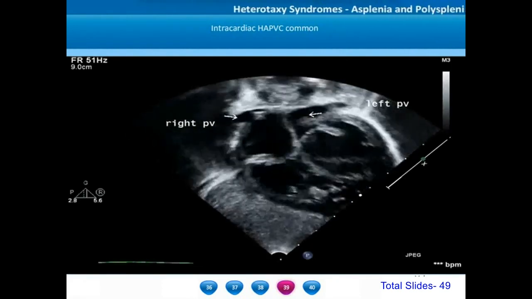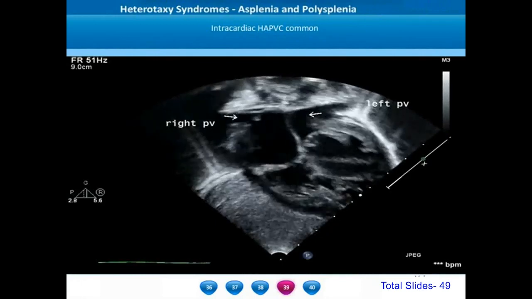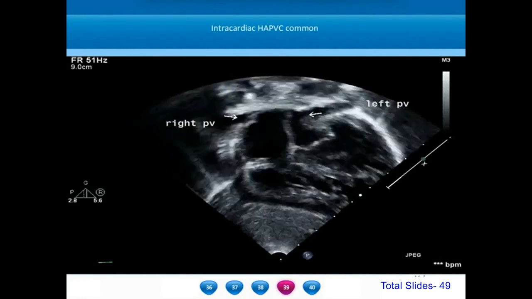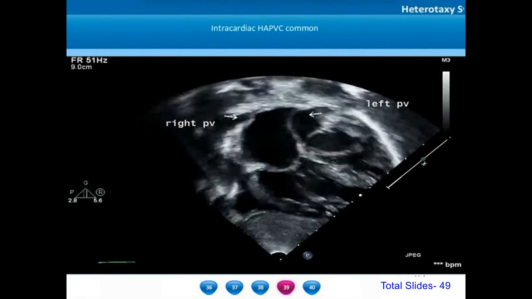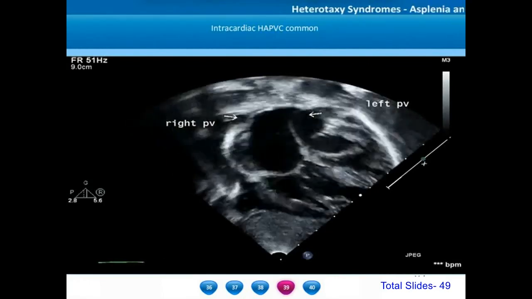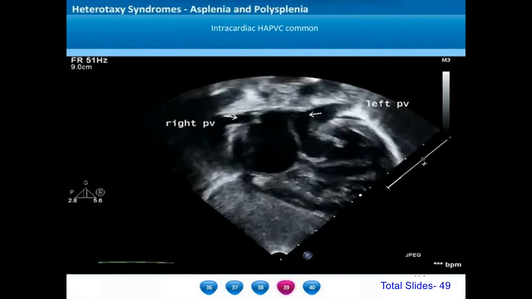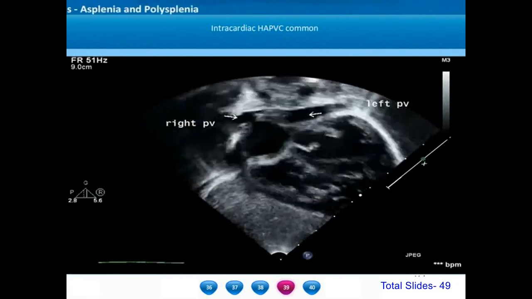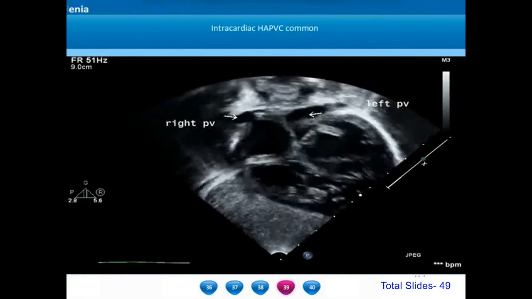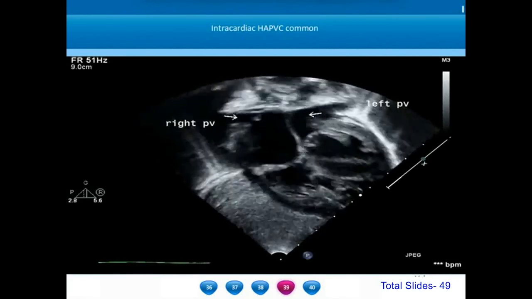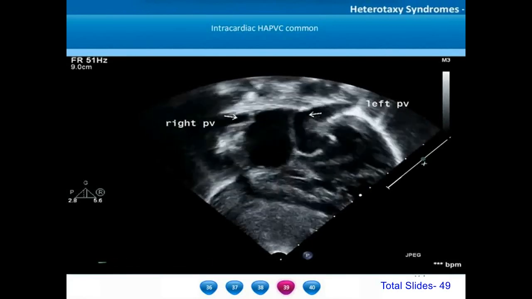On this modified apical view, we can notice a biventricular heart. The right pulmonary veins drain into the right atrium and left pulmonary veins drain into the left atrium. This intracardiac hemianomalous pulmonary venous connection is more common in the polysplenia syndrome. Whenever there is an abnormal pulmonary venous connection in polysplenia, it's almost always intracardiac. An extracardiac TAPVC is extremely rare in polysplenia syndrome. On the contrary, extracardiac TAPVCs are seen in almost about 80% of patients with asplenia syndrome.